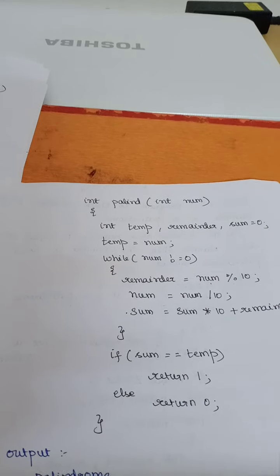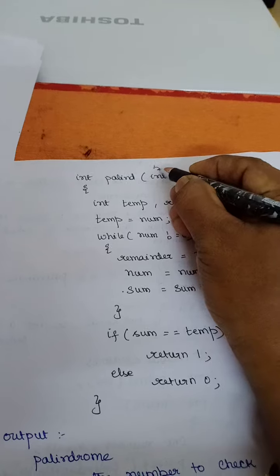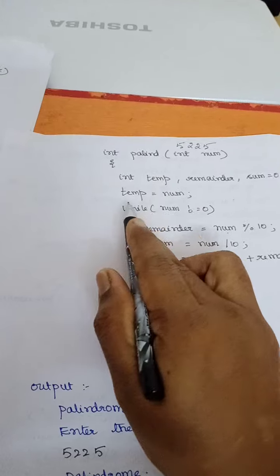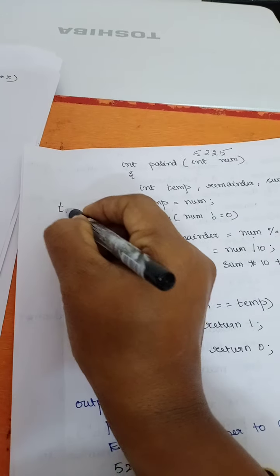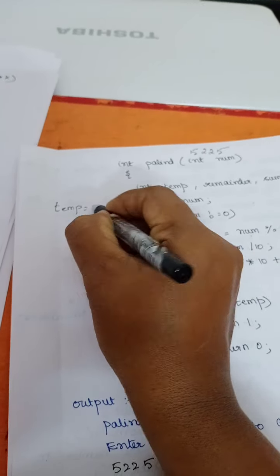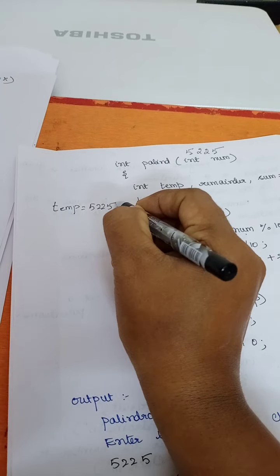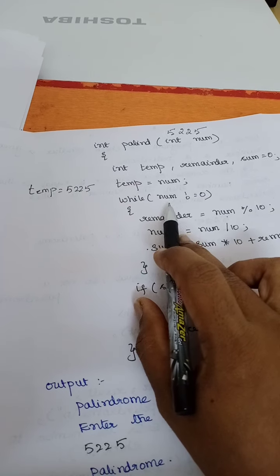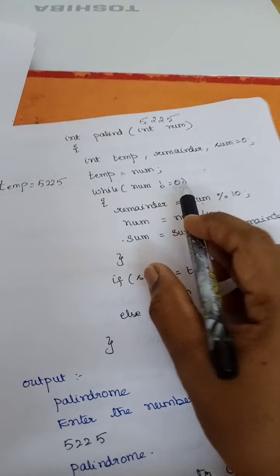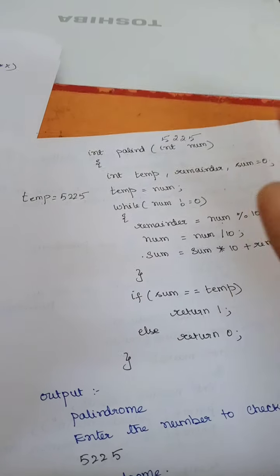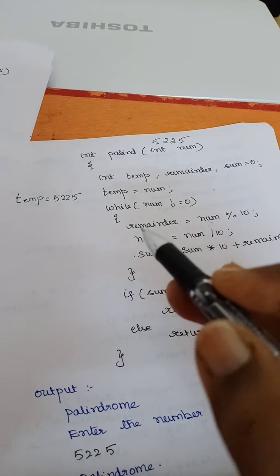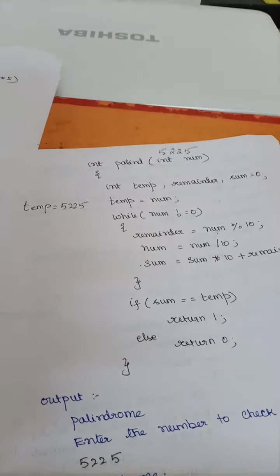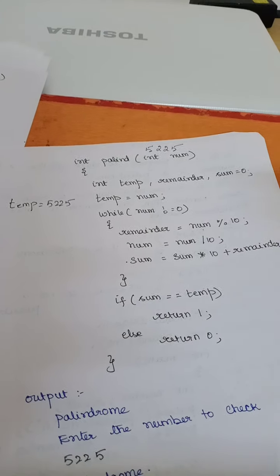So let us take the same example. What is our example? 5 2 2 5. Now temp equal to num. So let us have my temp equal to 5 2 2 5. Now while num is not equal to 0, here 5 2 2 5 is not equal to 0, so I am going to calculate the remainder. I have to reverse the number. So I need to take the number digit by digit, and then I have to store it to find the reverse of the given number.